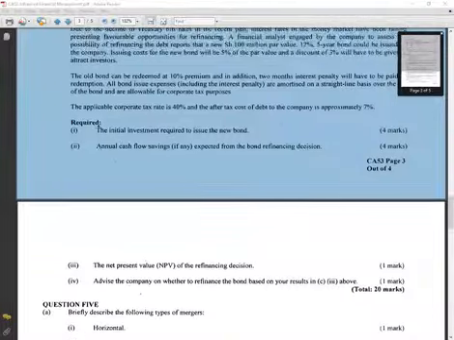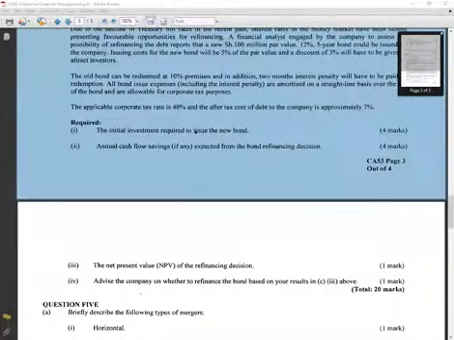This initial outlay is what you have been asked in Roman 1. Check this: the initial investment required to issue the new bond. If we decide to issue the new bond today, what are those expenses we will incur today?